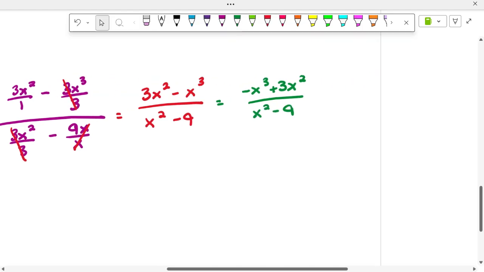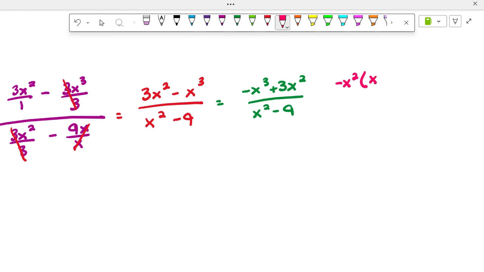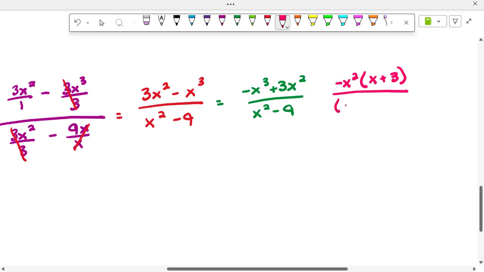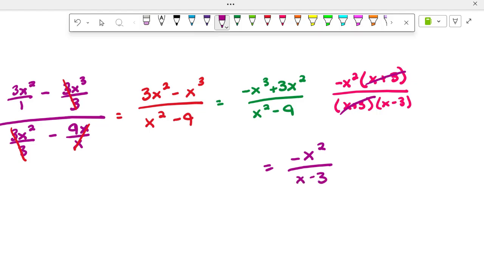What can I factor out of the top? An x squared. It's actually a negative x squared. Because remember, that first term's negative, got to factor it out. So I'm left with x plus 3. What's true about the bottom? How can I factor it? It's a difference of squares, so how would I factor it? X plus 3, x minus 3. What can I cross? X plus 3's. So my answer is negative x squared over x minus 3.